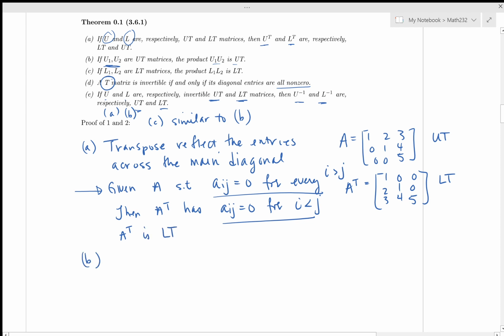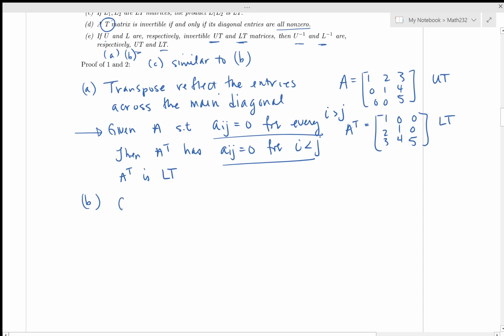Okay, how about part B? Given U1, U2 upper triangular, and we're going to be multiplying these together. So let's take a look at the ith row of U1. The ith row of U1 looks like this. There's some number of zeros, and then the first non-zero entry is going to be A sub ii. That's the one on the diagonal, and then A sub i,i+1, etc., all the way to A sub in.